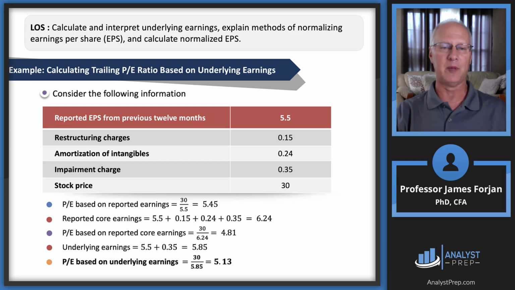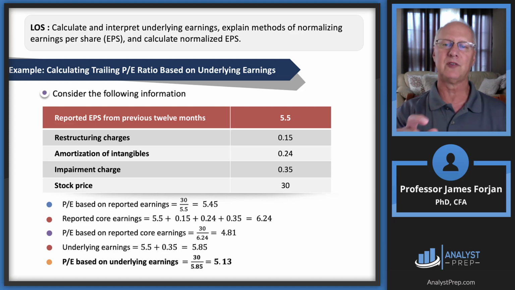All right, so we've got a PE based on reported earnings, then we have a PE based on our kinds of adjustments based on my assumptions. But then this is what we want here, these underlying earnings. We're going to take that 5.5 and all we're going to do is add back that 35 because we know that impairment charge is a non-recurring item. And because of the management decisions on restructuring charges and amortization, we're going to go ahead and just say, hey, those things are probably going to repeat themselves. So you get the 5.85 and you put that into the 30 and you get 5.13.